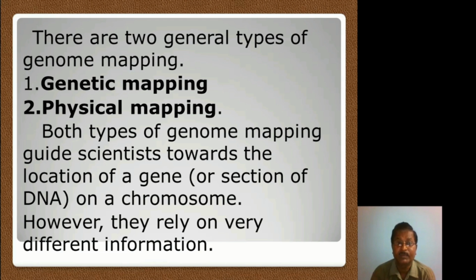There are two general types of genome mapping. One is called genetic mapping, the other one is physical mapping. Both types of genome mapping are going to help or guide the scientist towards the location of a particular gene, or the section of a DNA called a gene, on a chromosome. However, they rely on very different information.